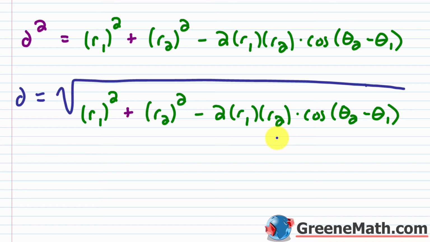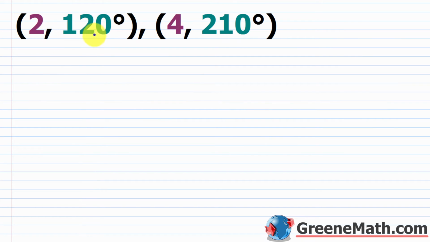And let's go ahead and look at some examples. So we have 2 comma 120 degrees, and then 4 comma 210 degrees. Again, you can label these however you want. It comes out the same way. So let's say this is r sub 1, and this is theta sub 1. Let's say this is r sub 2, and this is theta sub 2.